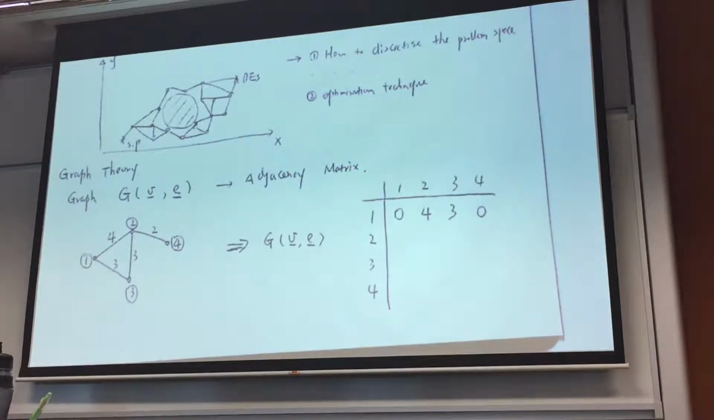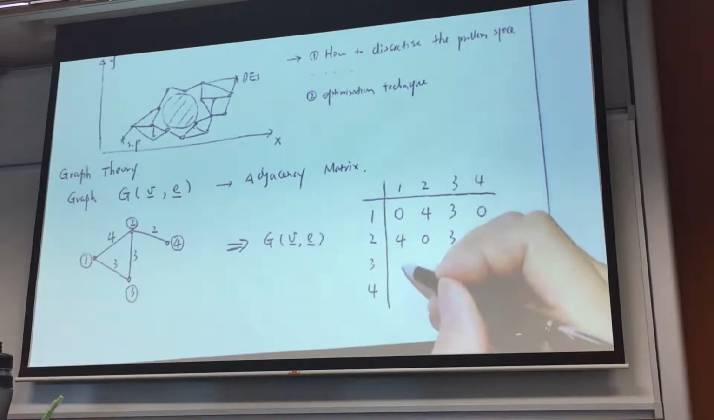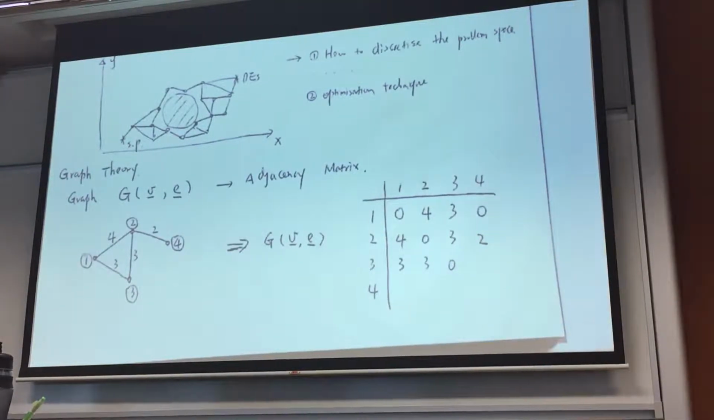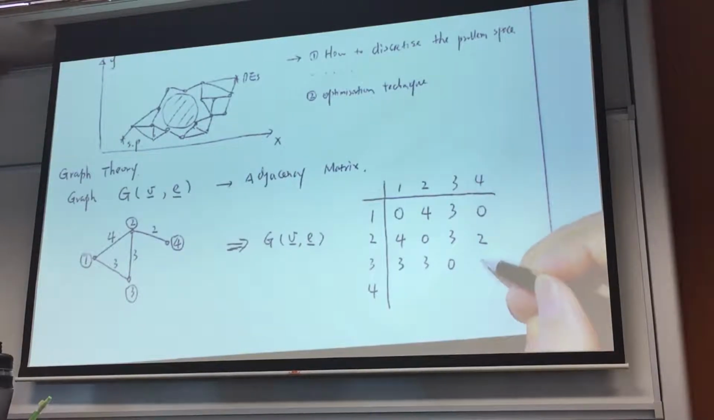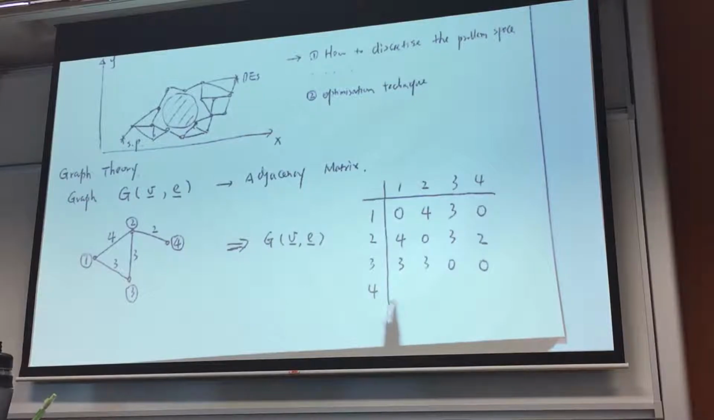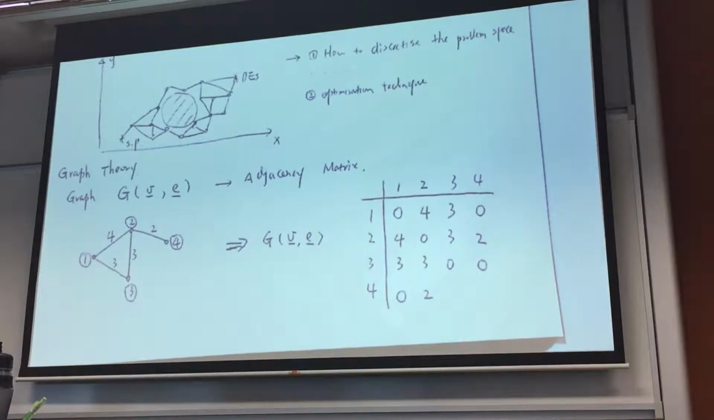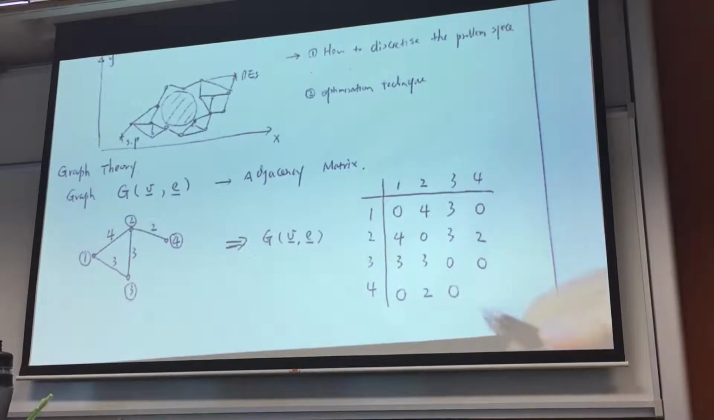From 2 to 1, we got 4. From 2 to itself, we got 0. From 2 to 3, we got 3. From 2 to 4, we got 2. From 3 to 1, we got 3. From 3 to 2, we got 3. To itself, we got 0. 3 to 4, there's no connection, we got 0. From 4 to 1, we got 0. From 4 to 2, got 2. From 4 to 3, there's no connection, got 0. And 4 itself got 0.